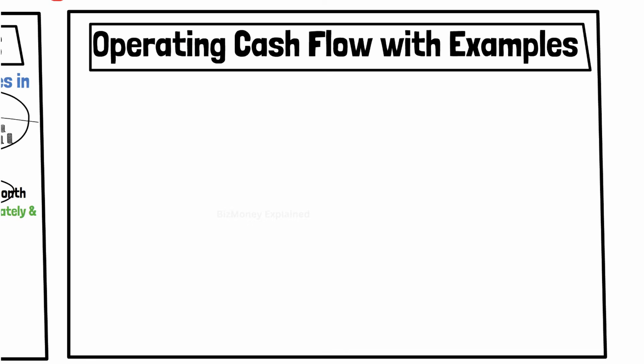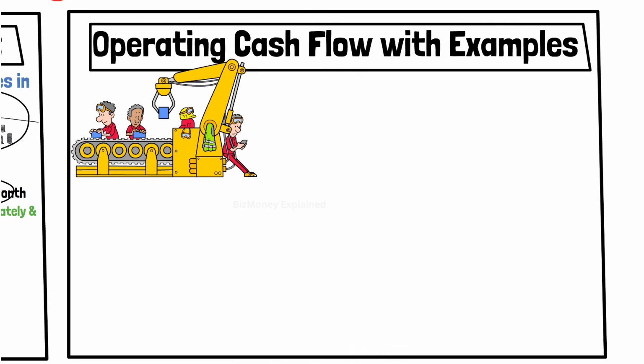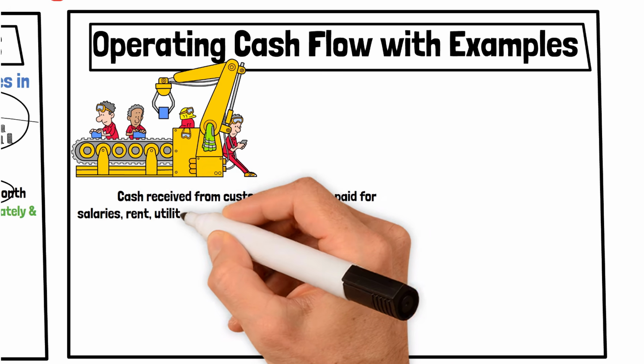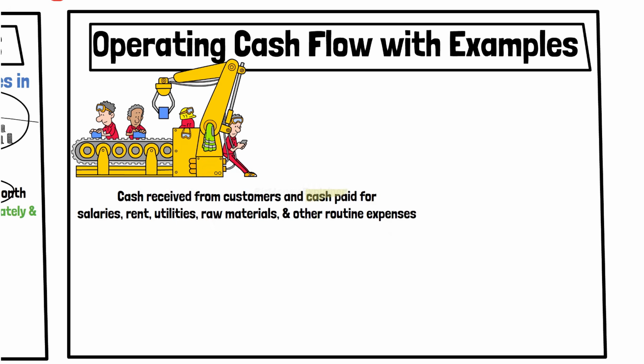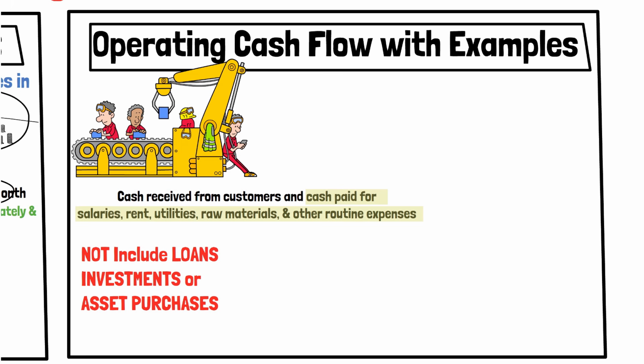Second, operating cash flow explained with practical examples. Operating cash flow shows how much cash a business generates from its core daily activities. This includes cash received from customers and cash paid for salaries, rent, utilities, raw materials, and other routine expenses. It does not include loans, investments, or asset purchases. Let us take a simple example.